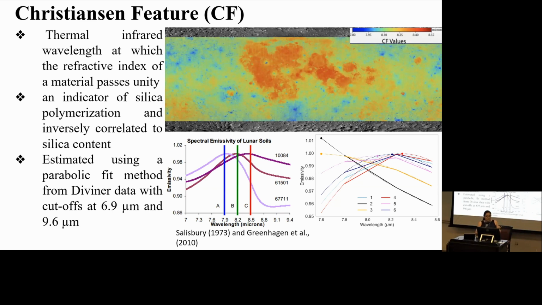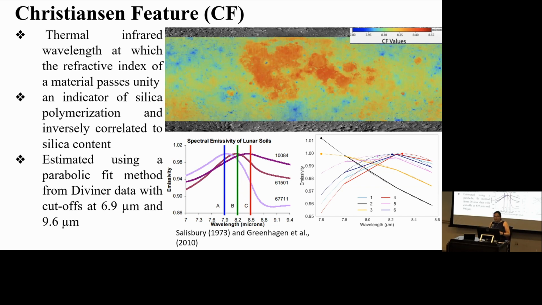For instance, this is a CF image of the moon. And as you can see, near side mare, which is primarily made up of silica poor minerals, has CF at longer wavelengths compared to the far side, which is more anorthositic with CF at lower wavelengths. So how is this CF estimated?